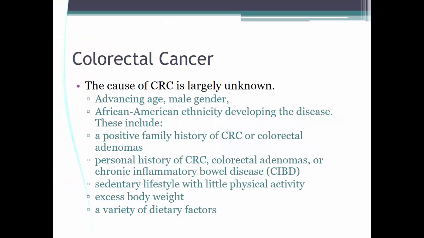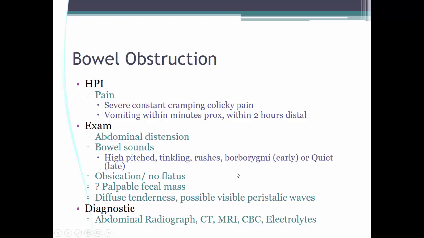So African Americans have more incidence, having a family history or personal history of any inflammatory bowel disease, sedentary lifestyle, obesity, and dietary factors as mentioned. Patients tend to have severe cramping, colicky abdominal pain when they develop obstruction. Otherwise, the symptoms are as mentioned. So the treatment basically is resection of the mass and chemotherapy and radiation therapy.